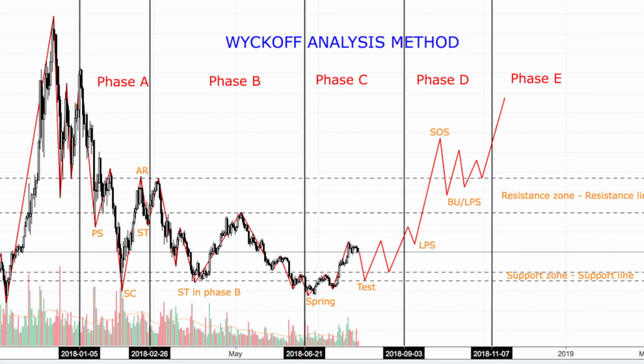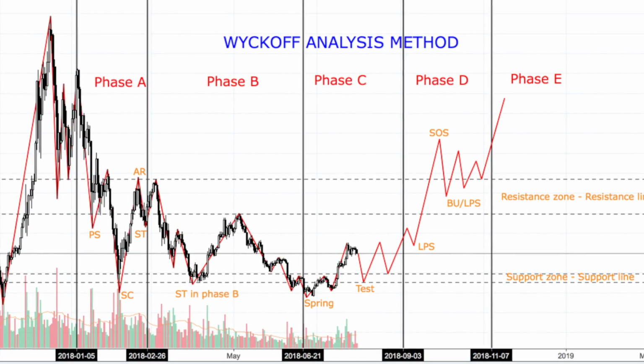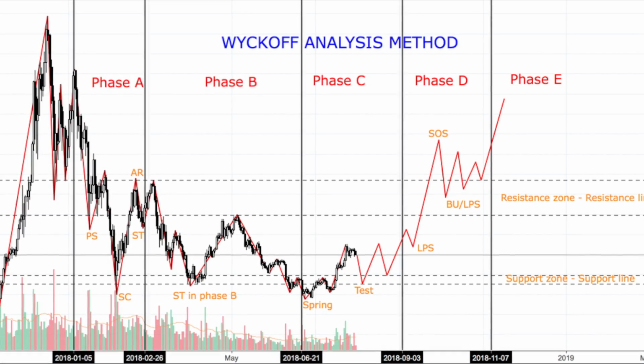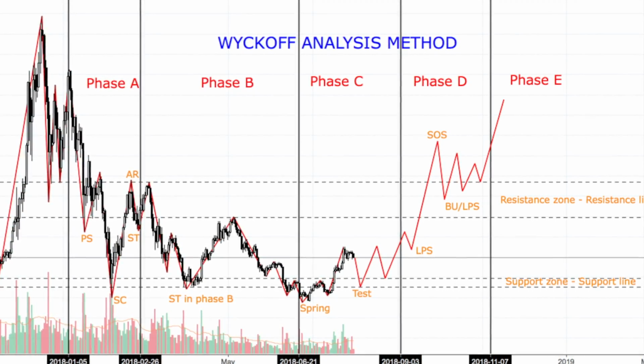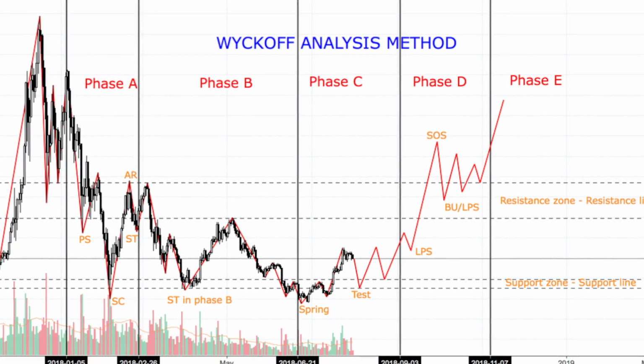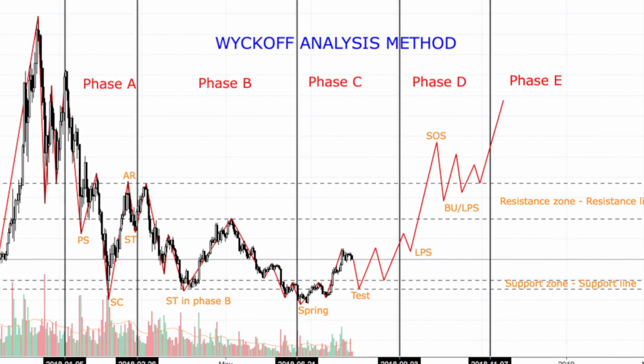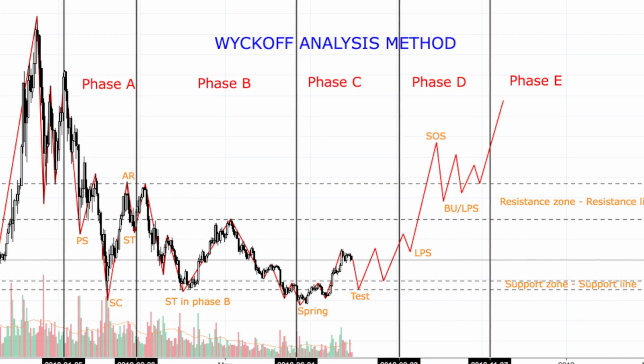Distribution phase. The market has already topped, and the composite operator continues to sell. On the contrary, retail traders are aggressively buying as the mass media extensively cover the market. The composite operator slowly distributes his holdings to the masses. The market is moving sideways.